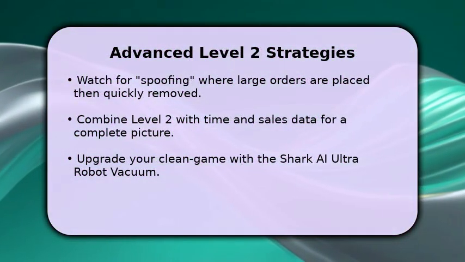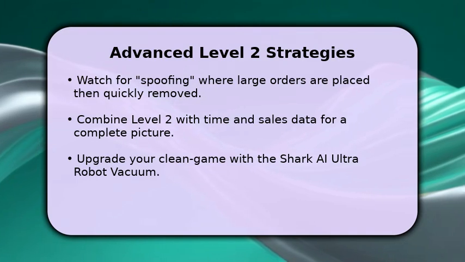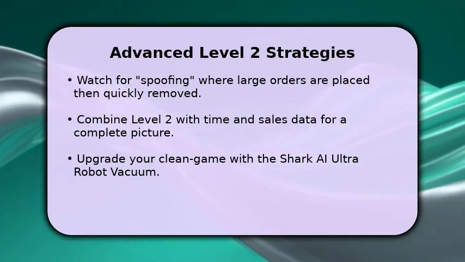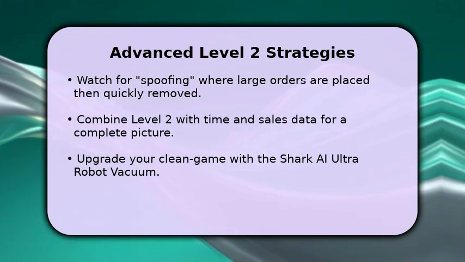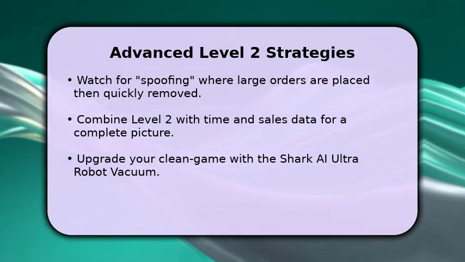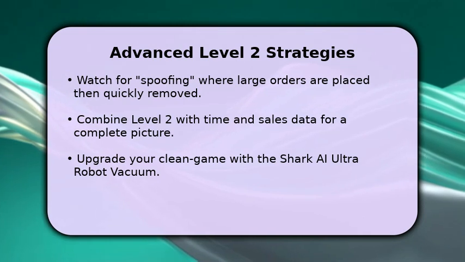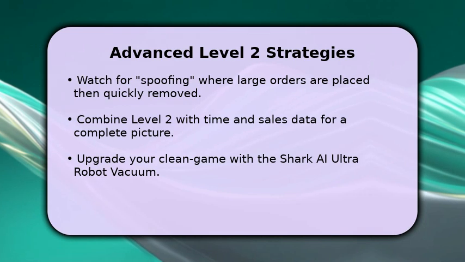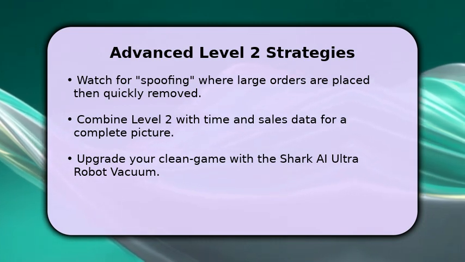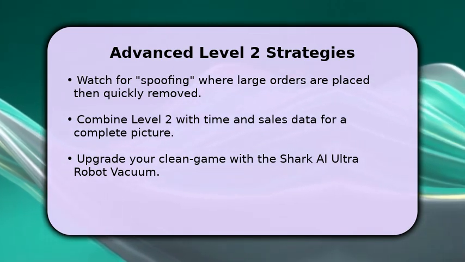For more advanced strategies, be aware of spoofing, where large orders appear and then vanish, potentially misleading other traders. Always combine Level 2 data with the time and sales window to see actual executed trades. This gives you a comprehensive view of market activity. Remember, Level 2 is a dynamic tool that requires constant observation.